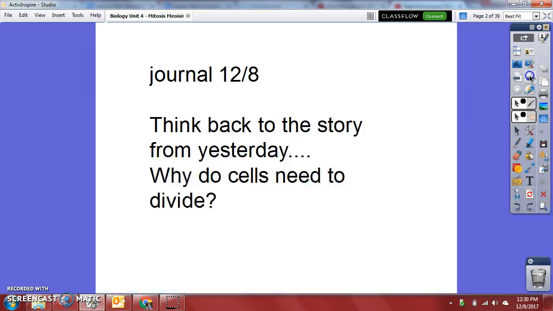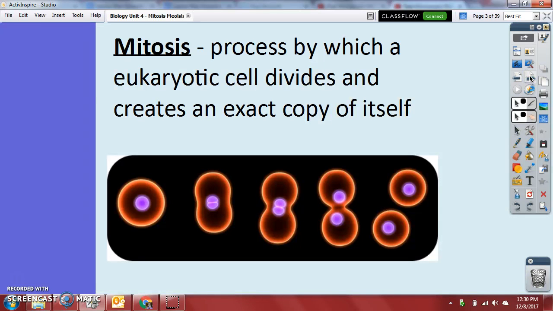Mitosis. You got it written down? Hey, things you need to write down. Here you go.